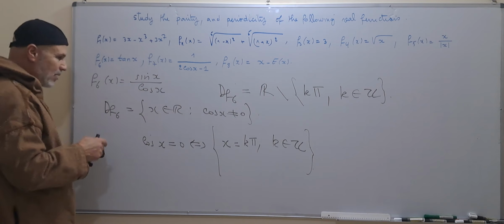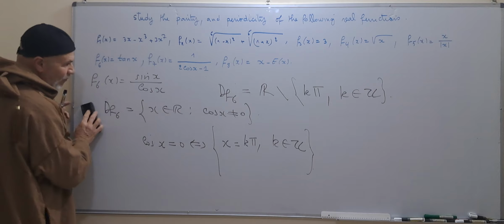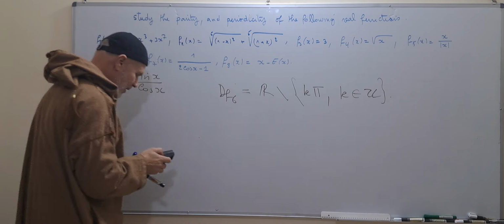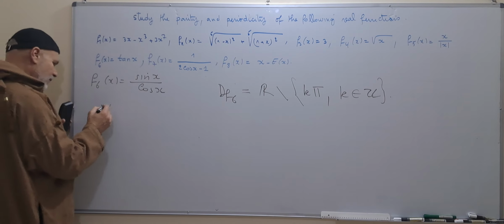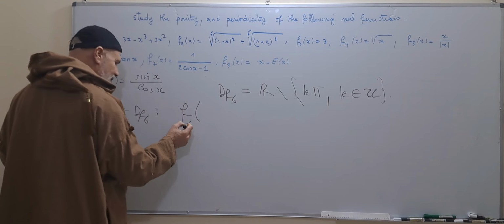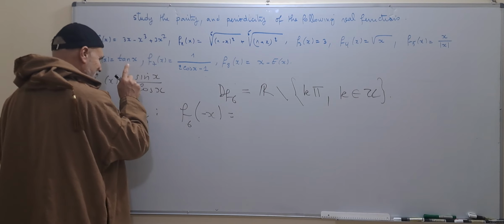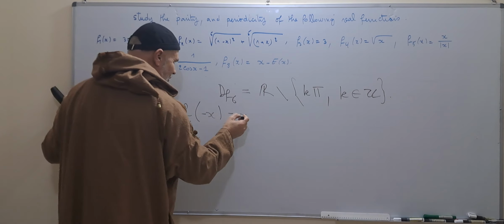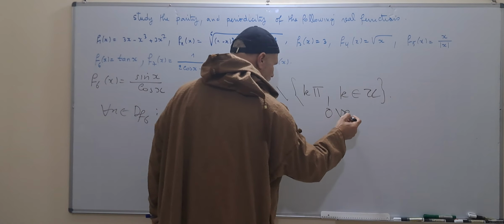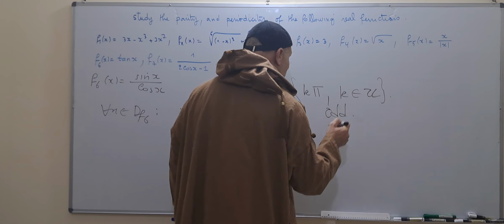symmetric. Then we can speak about parity. So we are sure that the domain of tangent is symmetric. Then for all x in the domain of f6, we have f6 of minus x: this is odd and this is even. So this is equal to minus f6 of x. This means that it is odd.